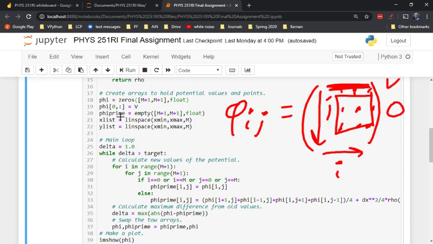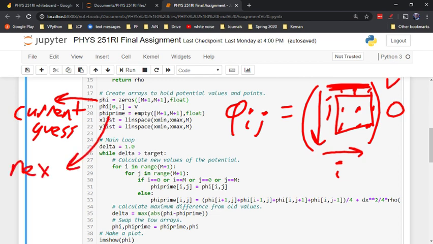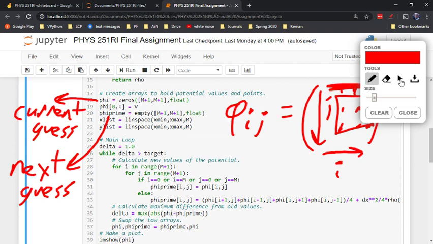Then we have this thing called phi prime. You say, wait a minute, I have phi. Why do I need a phi prime? Well, this is where you store your next guess. So you can think of phi as being your current guess, and you can think of phi prime as being your next guess. Prime just means different. Don't think of it as being a derivative here. Just think of phi prime as meaning different. Okay?